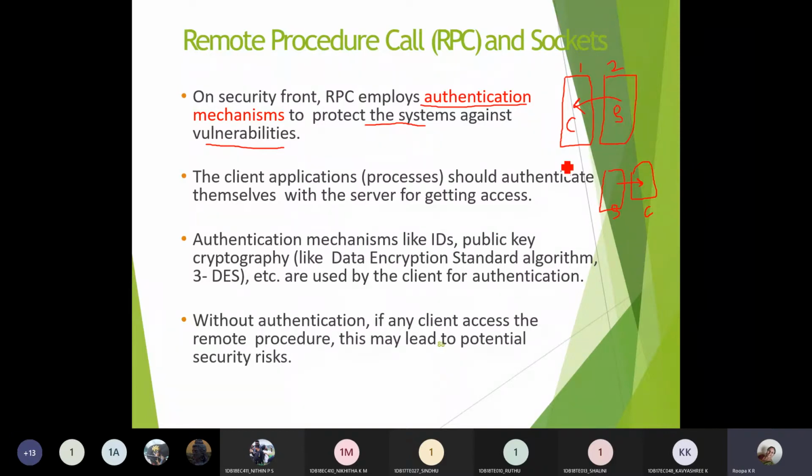This communication will be carried out with the authentication process. So there are different authentication mechanisms by using IDs. There will be different IDs for each and every process. Using those IDs, we can tell the system that only these are the resources, or this is the only area where your process can communicate, or you can change the information, or you can use a cryptographic process, which is public key cryptography, like the data encryption standard algorithm.